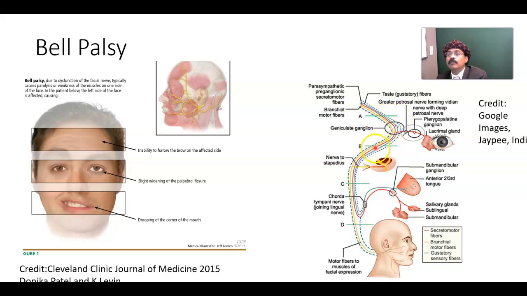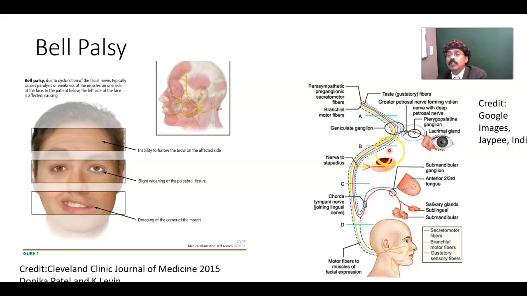A lesion here means the entire thing will not work, everything will be in jeopardy. Suppose there's a lesion here, then lacrimation will not be affected. But there will be hyperacusis, loss of taste sensation from the anterior two-thirds of the tongue, and also decreased secretion of the salivary glands and submandibular gland. There will be paralysis of all the muscles of facial expression on one side.